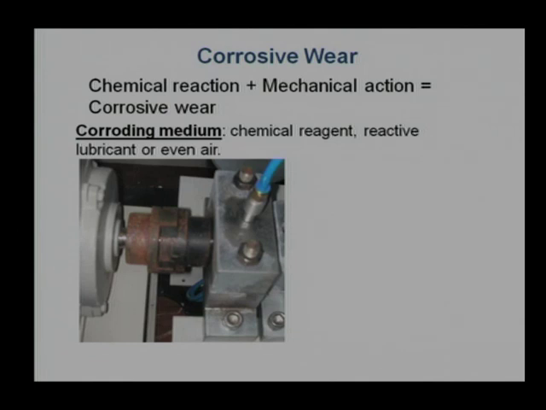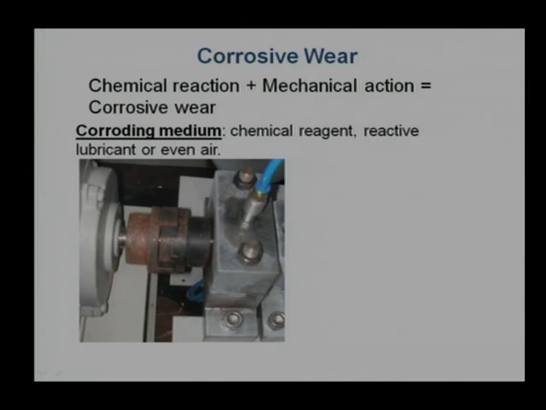Interesting thing, this wear is caused by chemical reactions. The starting point is a chemical nature. So that chemical reaction plus mechanical action makes corrosive wear. If the chemical action is missing, with only mechanical action, we cannot say corrosive wear. If a chemical reaction is there, but there is no mechanical action, we cannot say that there is corrosive wear. It is a combination. And what are the corroding media?